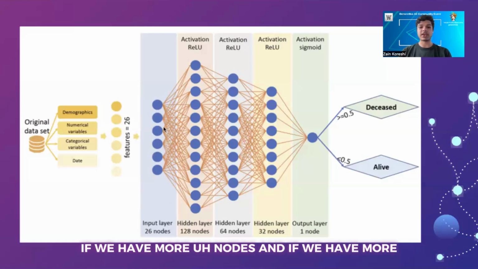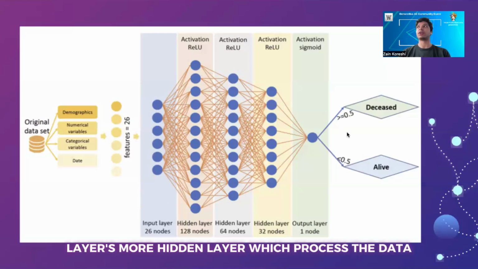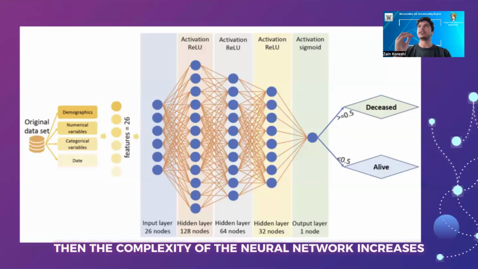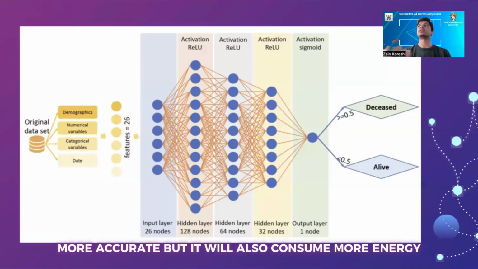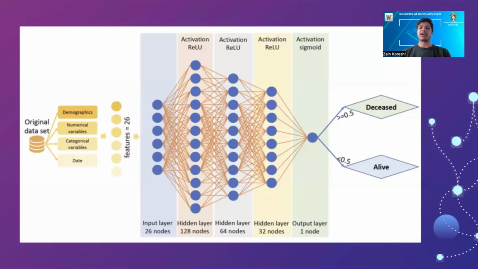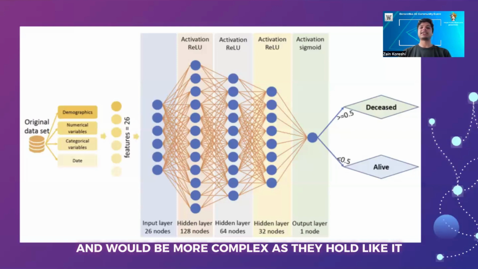If we have more nodes and more hidden layers which process the data, then the complexity of the neural network increases. It will be more efficient and more accurate, but it would also consume more energy and more time, and would be more complex as a whole. So thank you, Nalini, for the question. I hope that answers it.